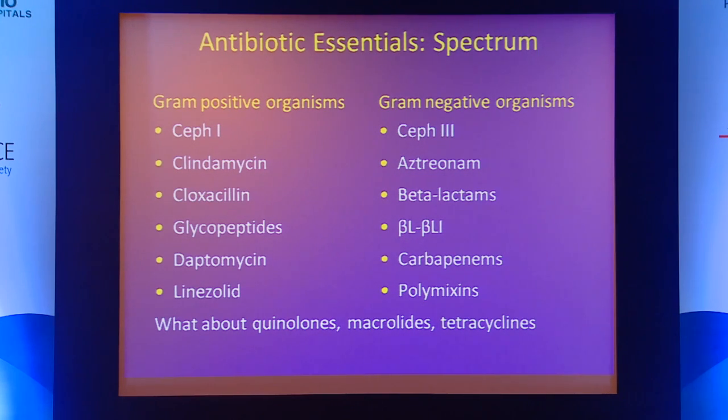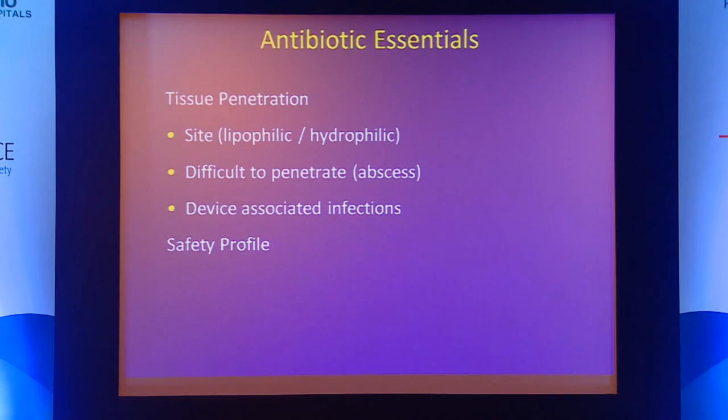Macrolides and tetracyclines are more useful to cover atypical organisms. These can include atypical pneumonia-causing organisms like Legionella, Mycoplasma, Chlamydia, or also organisms like scrub typhus and Rickettsia, which are very usefully covered with tetracyclines.